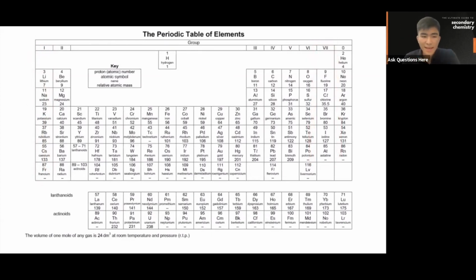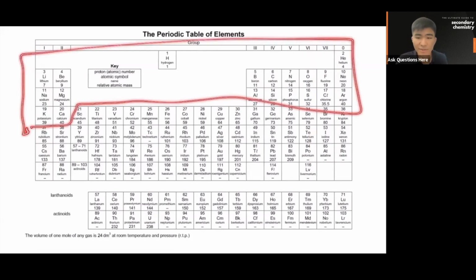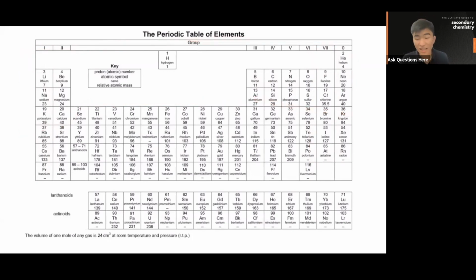Okay, so for O level, you just need to learn the first 20 elements, which is all the way until here. These are all the elements that you will learn in your syllabus, nothing else. Quite simple, but we'll get to that later. You see that there's a lot, right? But it's okay. Let's slowly conquer them one at a time. So let's go to the next part first.